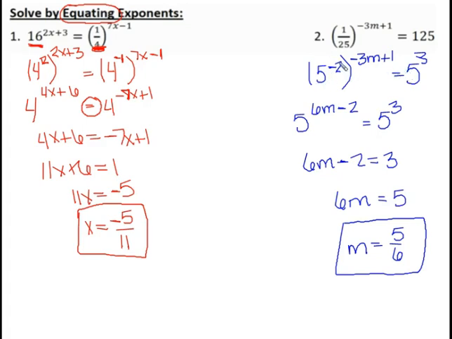So on the left side, when we have a power to a power, just like we had in our first example, we can multiply the powers together. We would have to distribute in this case, and we would get 6m minus 2. So now that our bases are the same, they're both 5s, we can focus on the exponents, and they should be equal as well. Since the bases are the same, the exponents should be the same also. So we can add the 2 over to get 5 and simply divide by 6 to get a value of m of 5 over 6.